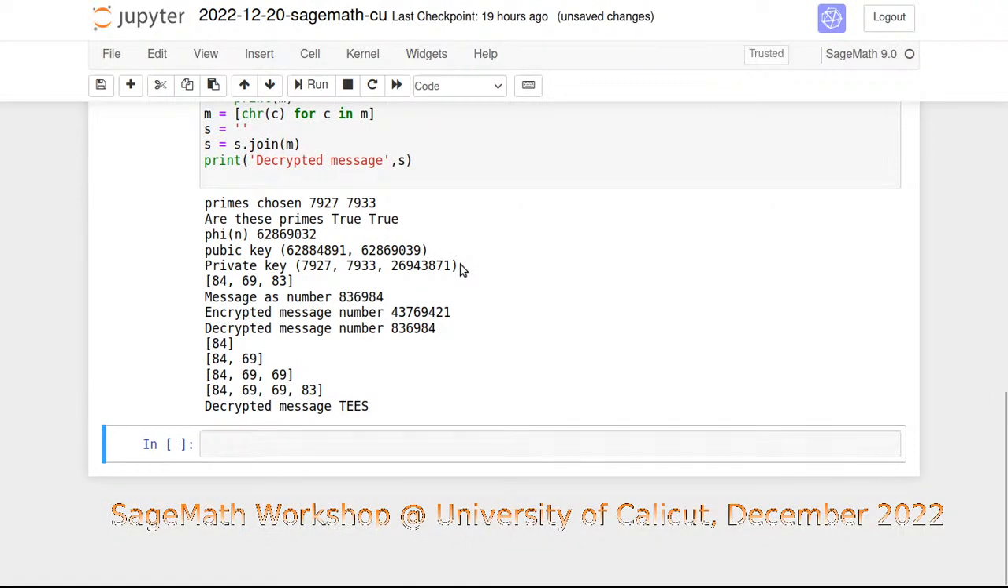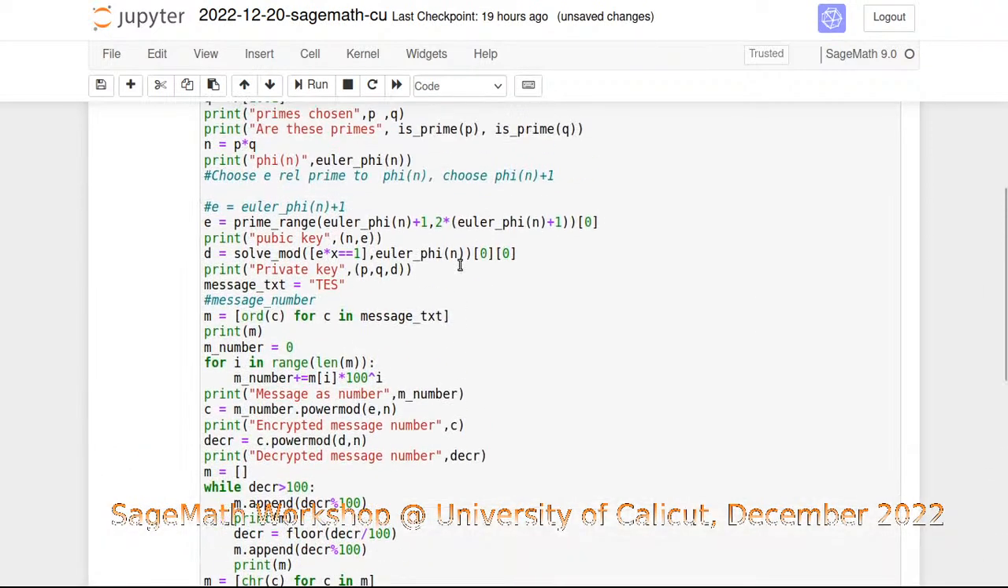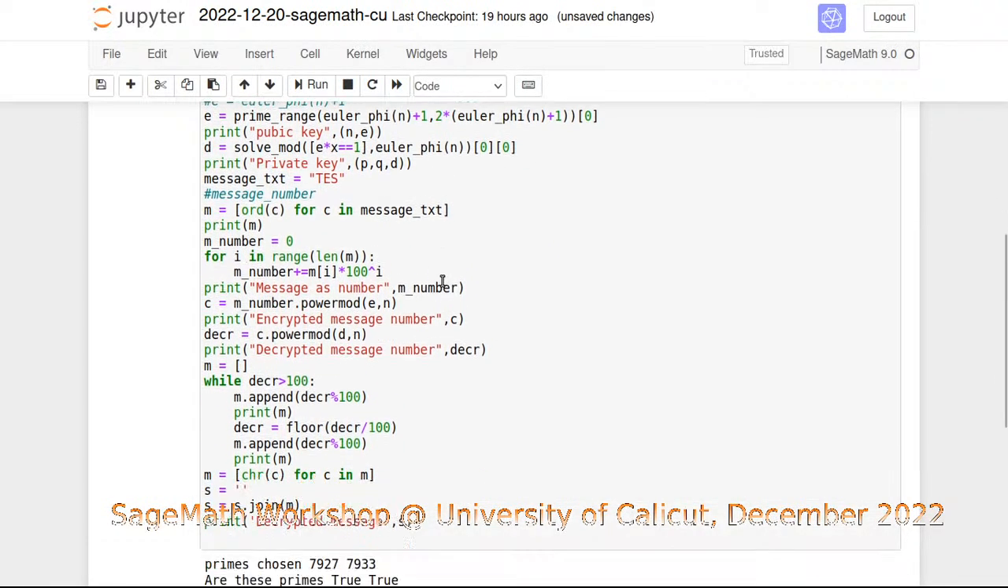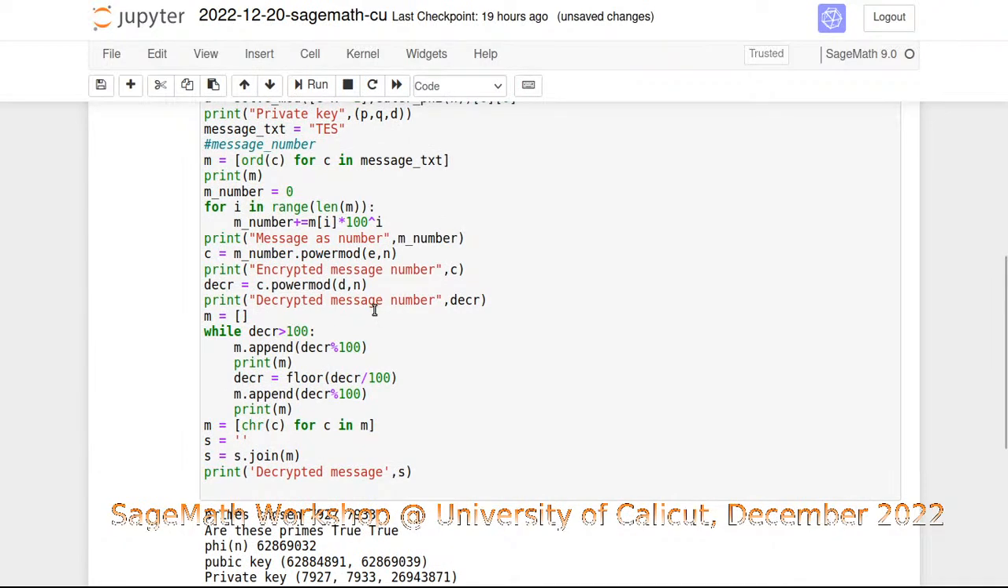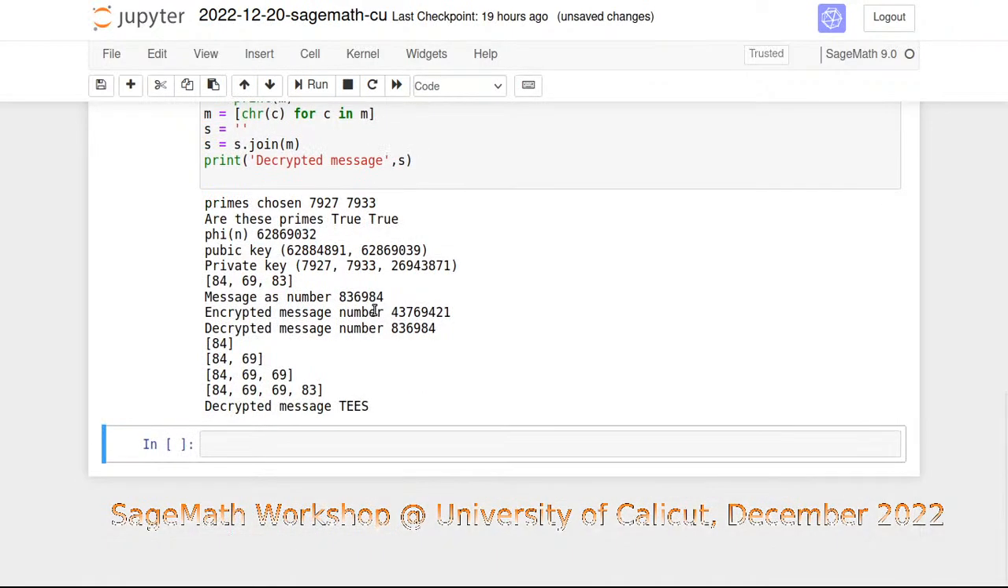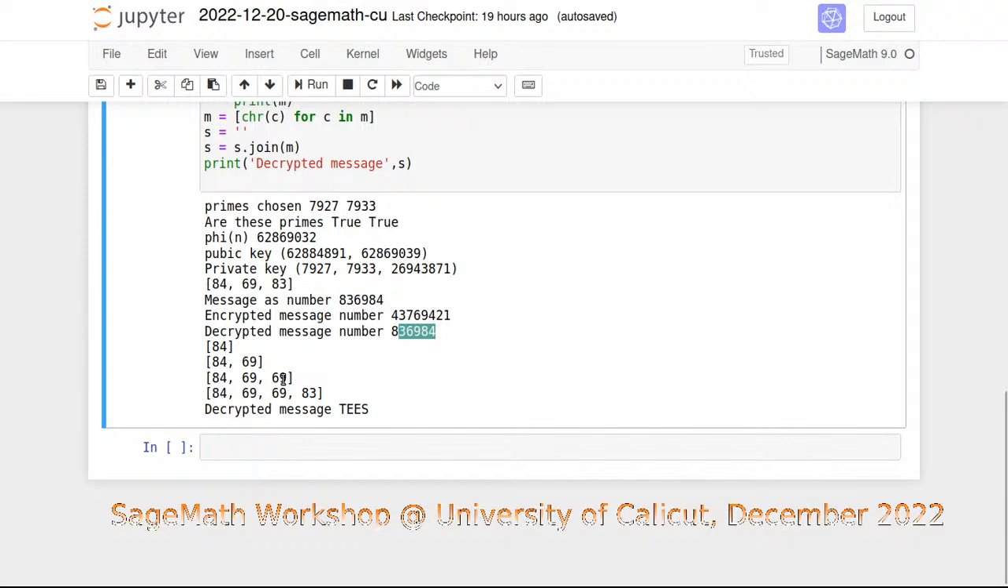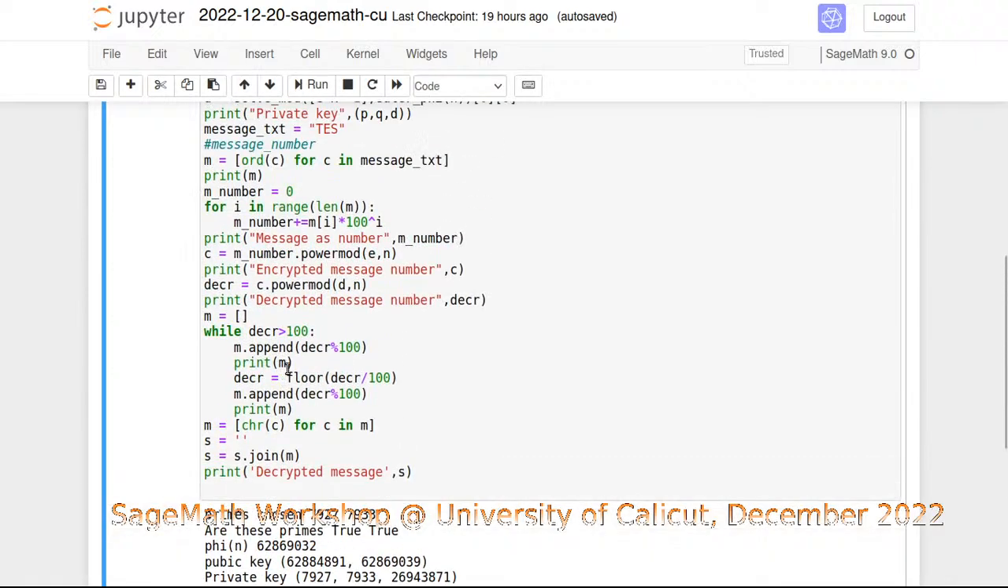Why is it giving 4 characters? There is something wrong here. We have only 3 characters, right? The decrypted message number is 836984. Okay, the mistake is happening here. But why is it happening again and again? It's equal to floor.